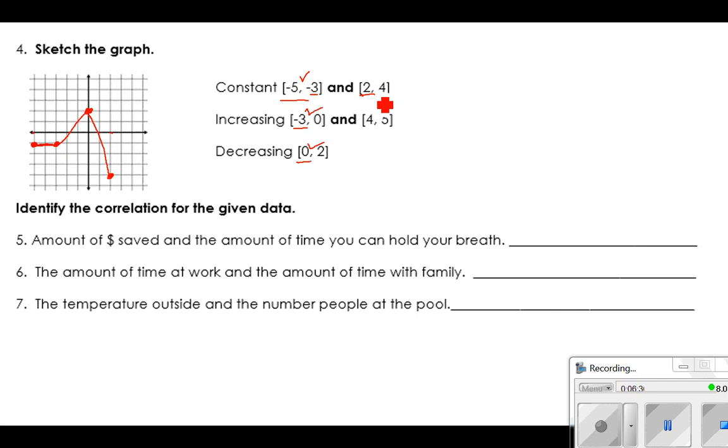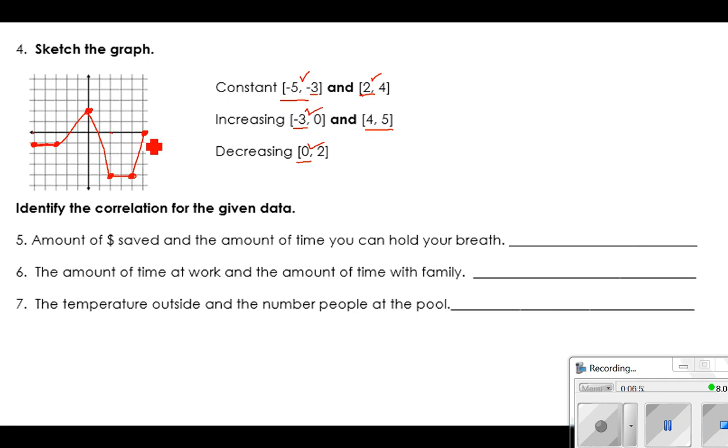I'm going constant again to 4. Let's go straight across, 3, 4. Check that one, and then I'm going to the 4 to 5, and it has to show an increase. So I can go there. So as long as your graph goes constant, increase, decrease, constant, increase at the right intervals, you will get full credit for that.